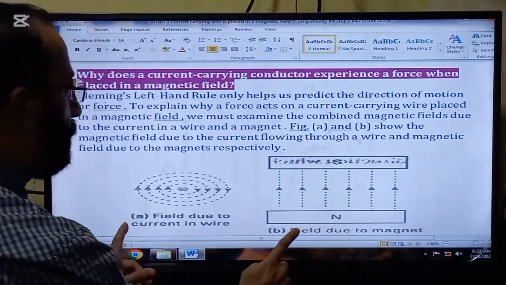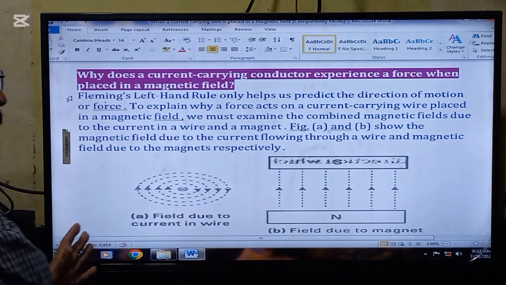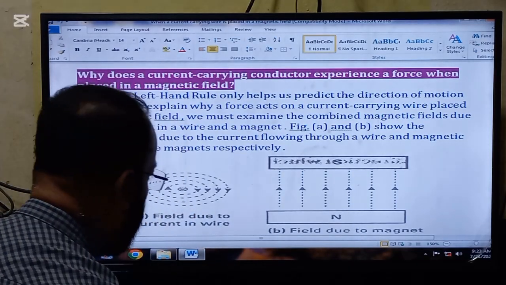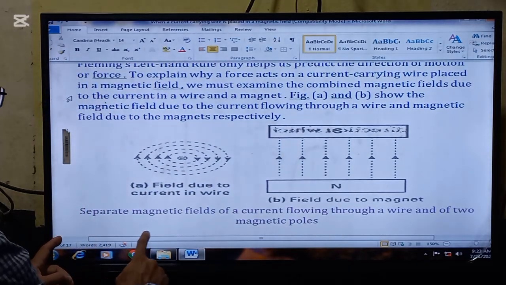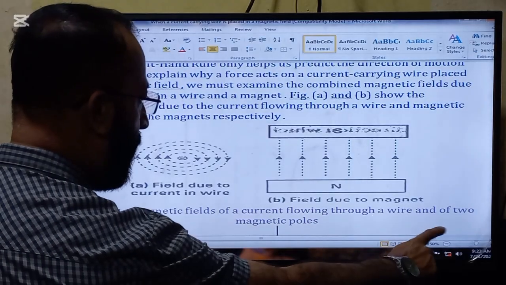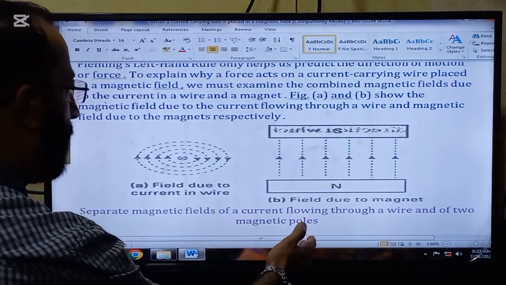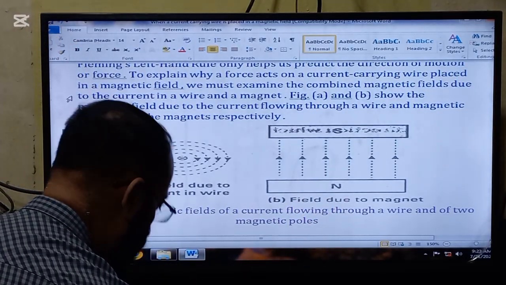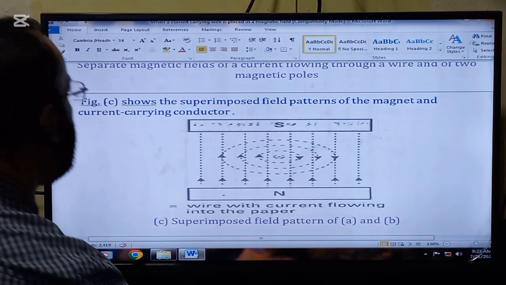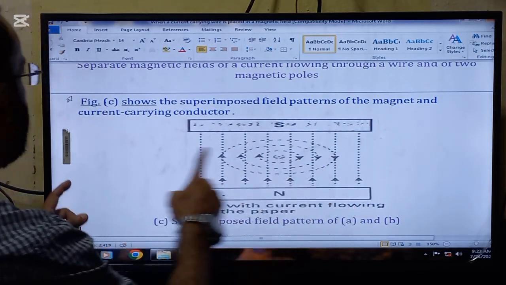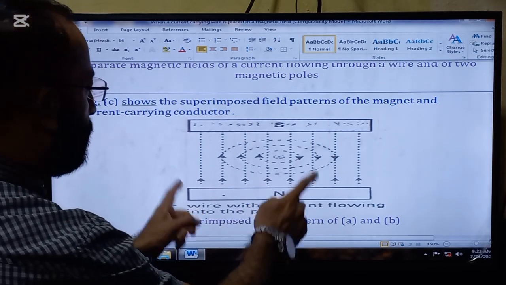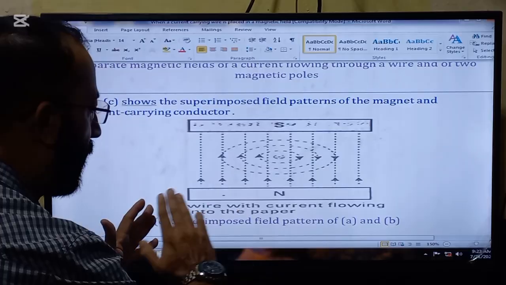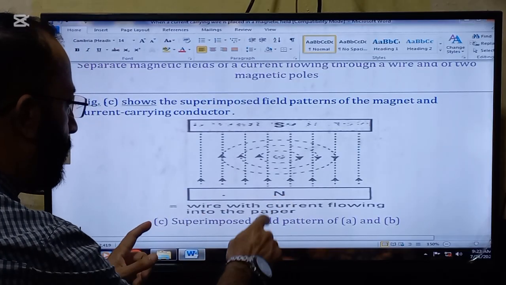These two fields will be applied on the wire. These are the separate magnetic fields of the current flowing through a wire and of the two magnet poles. So this is the field due to the poles of the magnet, and this is the field due to the current. Figure C shows the superimposed field pattern of the magnet and the current carrying conductor. This is the superimposed field pattern of the two fields, one due to the current and the second due to the poles of the magnet.